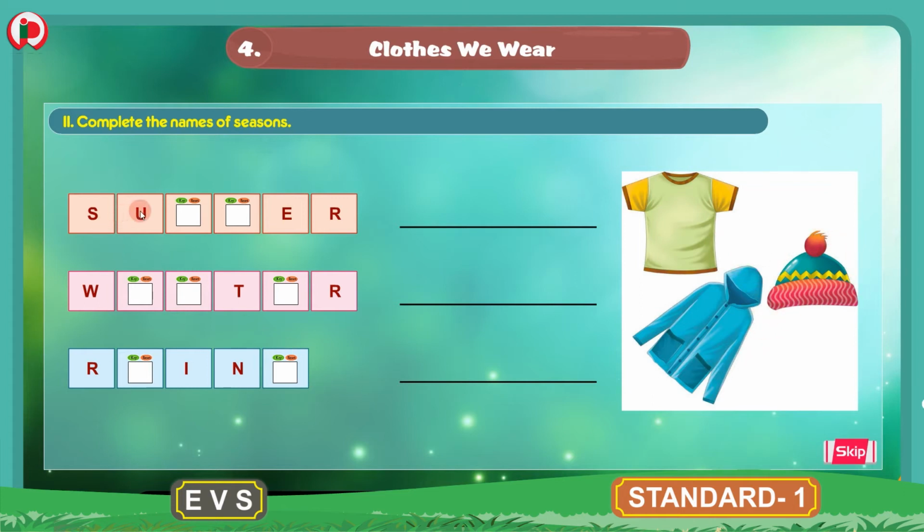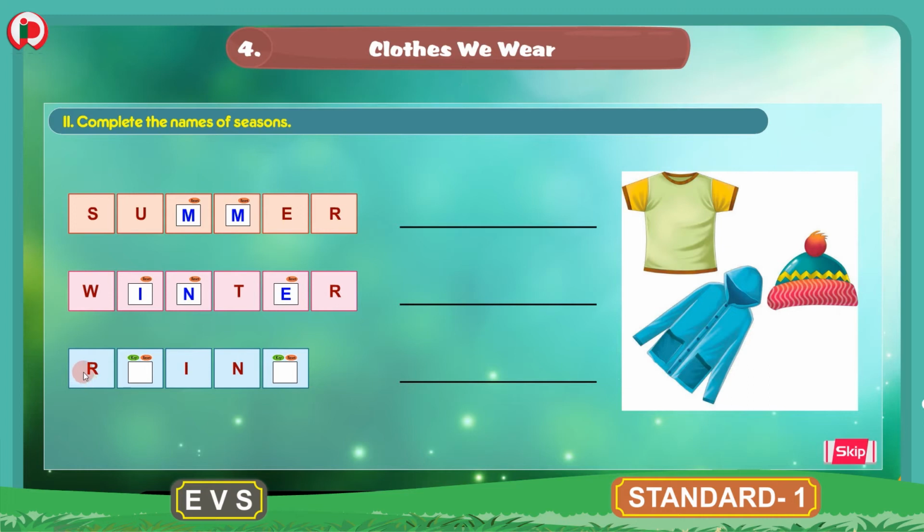Now we will fill in the missing letters for the seasons. S, U and E, R are given. So the missing letters are M, M. S, U, M, M, E, R, summer. Summer is a season, hot season, and we wear a t-shirt in a summer season. The next word W and T and R are given, and the missing letters for this season are I, N, E. WINTER. Winter. Winter is a season. It is a cold season, and we wear a woolen cap in winter season.